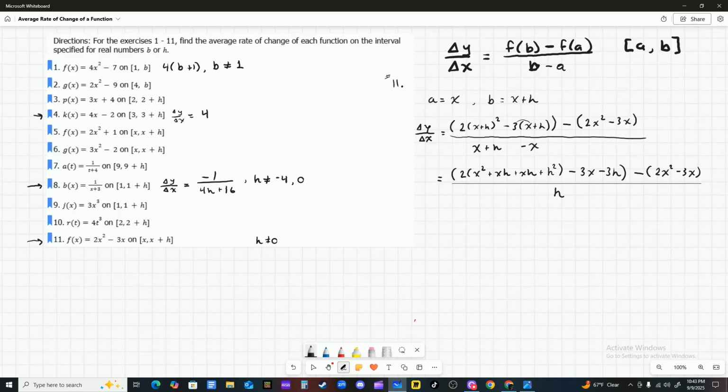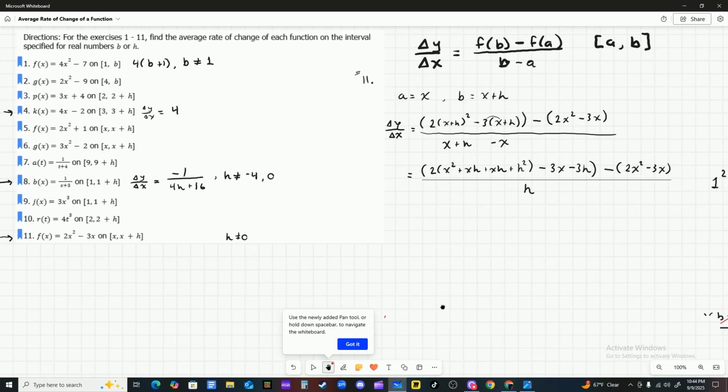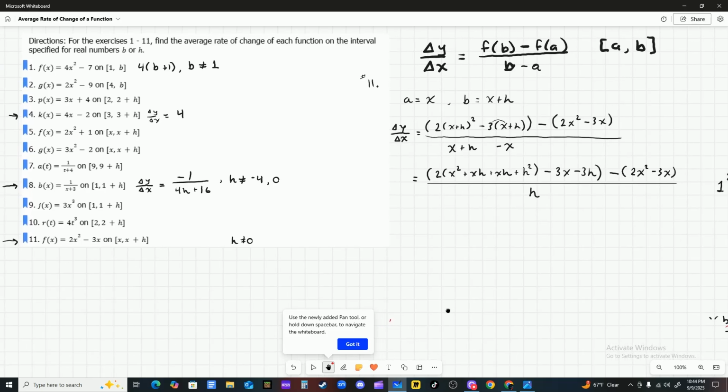No quitting now. Let me move it to give ourselves more room. All right, here we go. Now let's see what we can do. Oh, we can distribute the 2 into all of them. And you can actually combine this xh into 2xh because there's 2 of them.